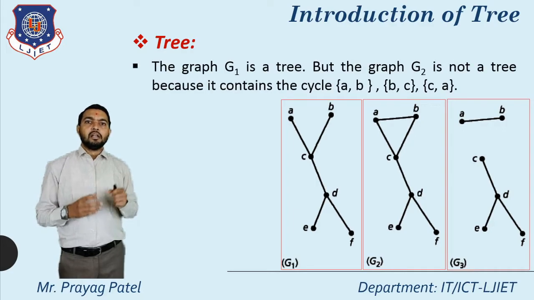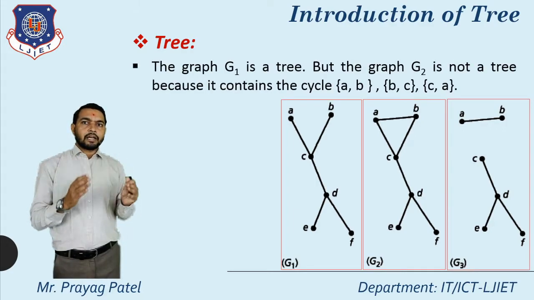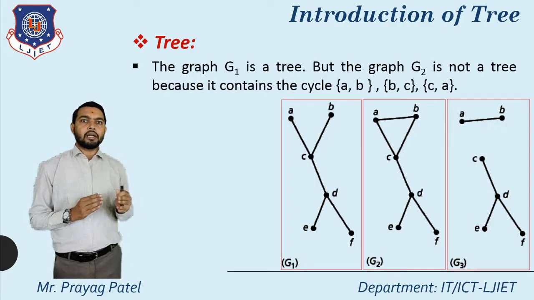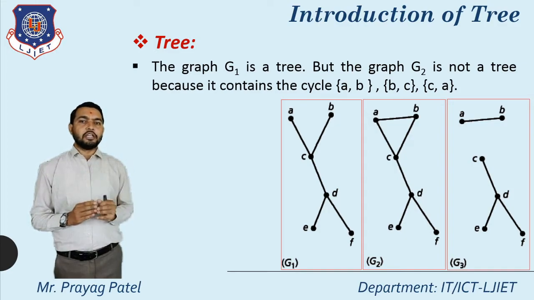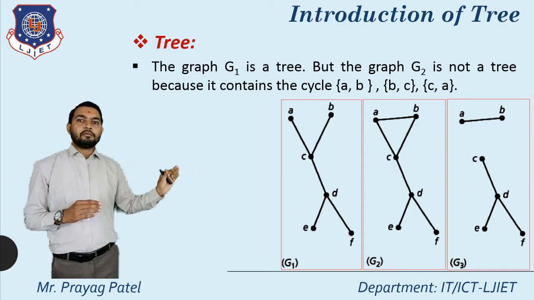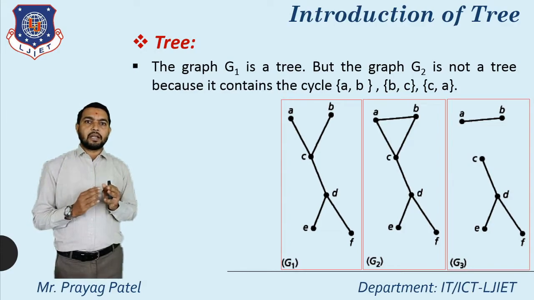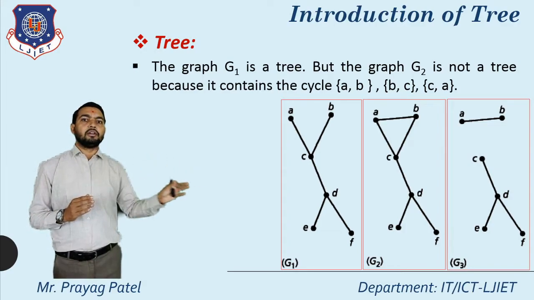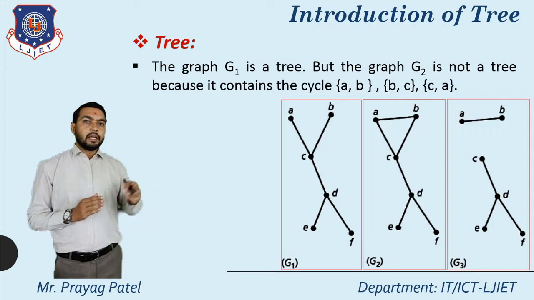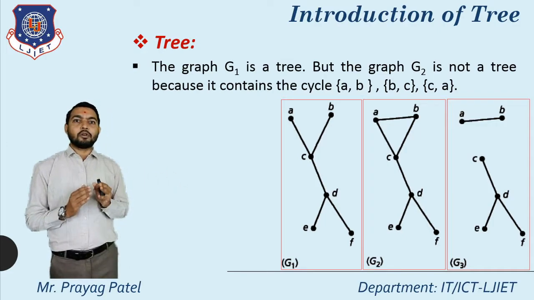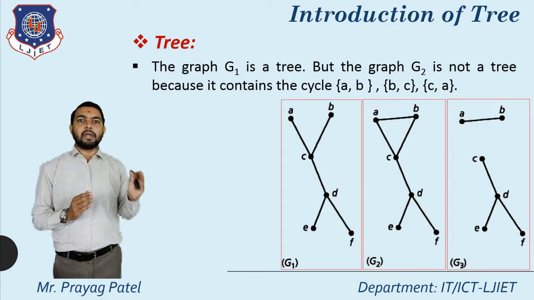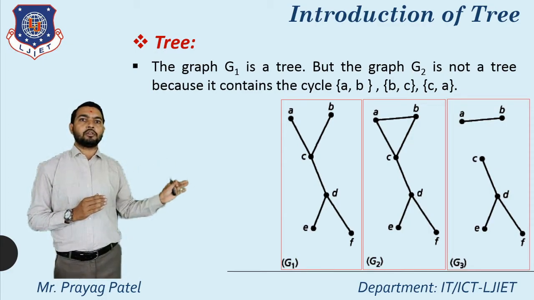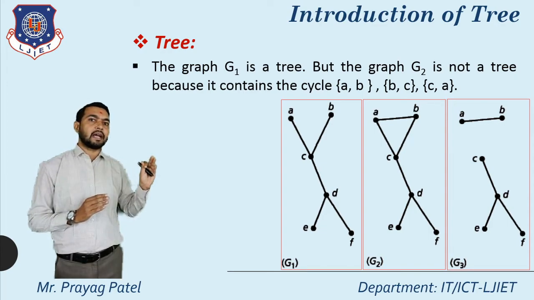Now after that, the graph G1 is a tree, but graph G2 is not a tree because it contains the cycle AB, BC, CA. See in this figure, the first figure G1 is considered a tree, but according to figure 2, G2 is considered a graph, not a tree, because here one cycle is available between A, B and C. So figure 2 is a graph, not a tree.